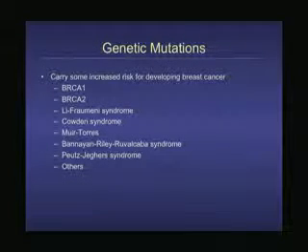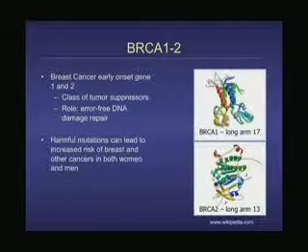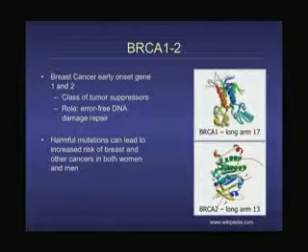There's a whole bunch of genetic mutations that place a patient at risk for developing breast cancer. I'm just going to focus on BRCA1 and BRCA2. Again, you might have heard these terms. They stand for the breast cancer early onset gene 1 and 2. They're specific genes that repair DNA damage, and these women have mutations in these genes, so they can't repair the damage. They get a lot of different types of cancers, not just breast cancer, but specifically breast cancer.